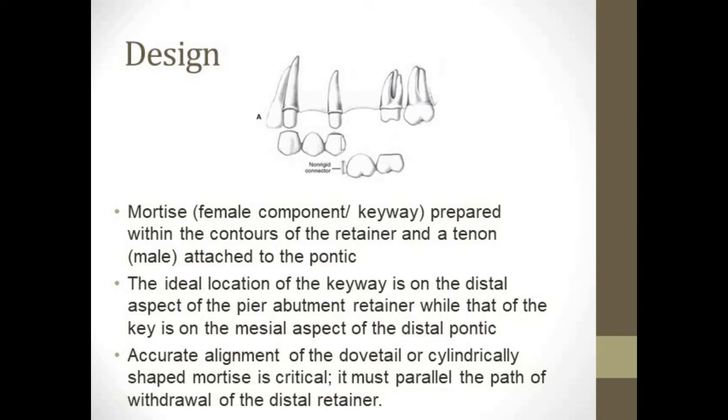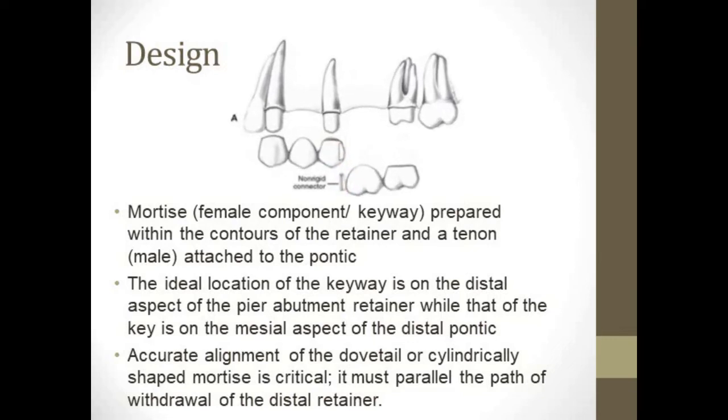Now coming to the key and keyway. The ideal location of the keyway is on the distal aspect of the pier abutment. So the distal aspect of the pier abutment is the ideal location of the keyway, and the key is usually placed on the mesial aspect of the distal Pontic.